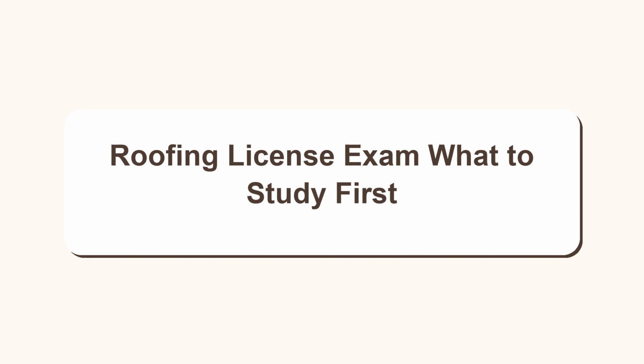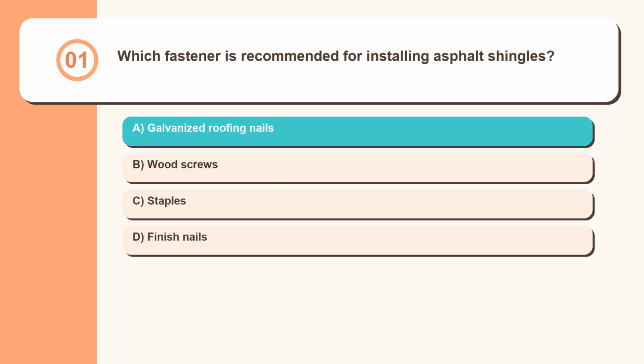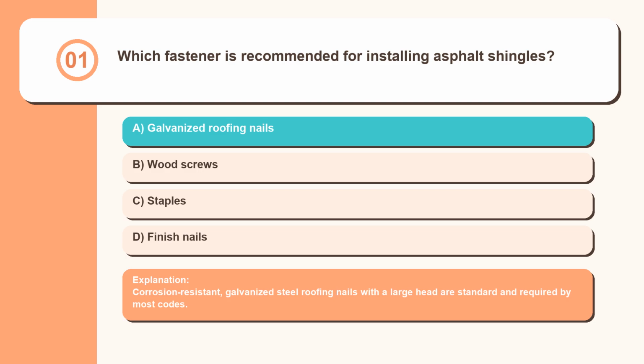Roofing license exam. What to study first? Question 1. Which fastener is recommended for installing asphalt shingles? Galvanized roofing nails, wood screws, staples, finish nails. Corrosion-resistant, galvanized steel roofing nails with a large head are standard and required by most codes.